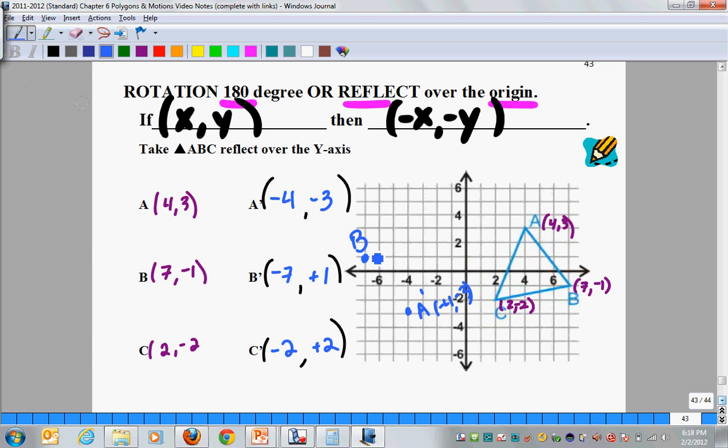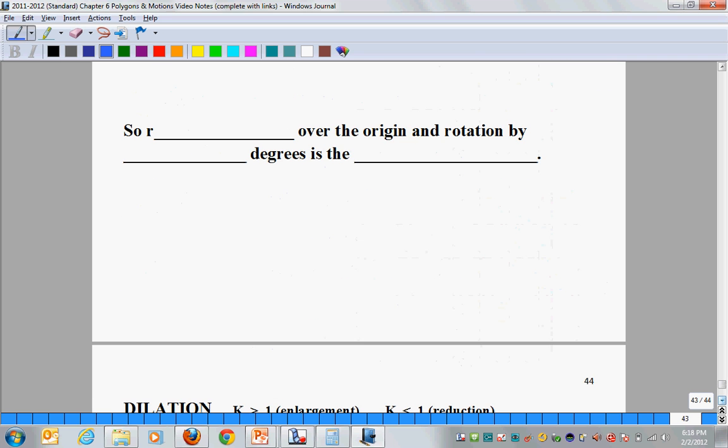Here's B, and then we have -2, +2, there's C. So you see we have just flipped directly over the origin. So far we've done translation, reflection, rotation, and there's one more. Just as a quick recap, reflection over the origin is the same as rotating over the origin, and rotation by 180 degrees is the same.